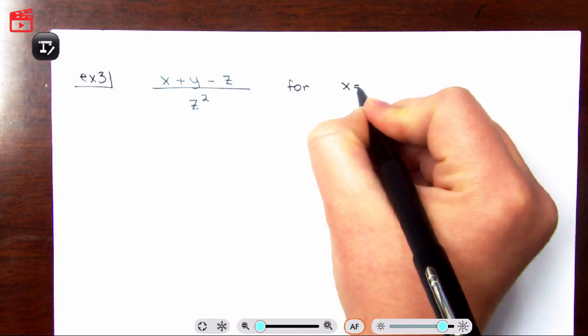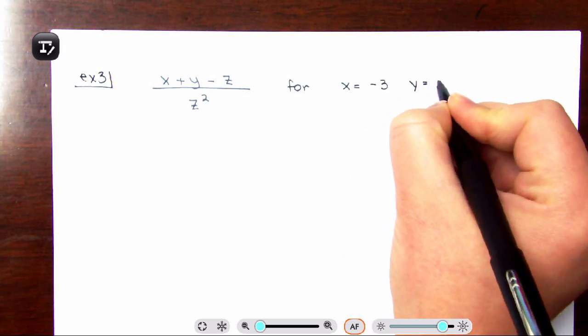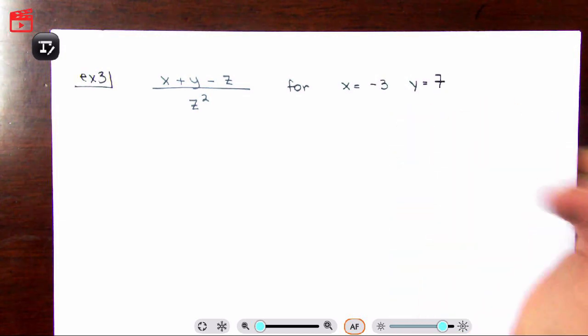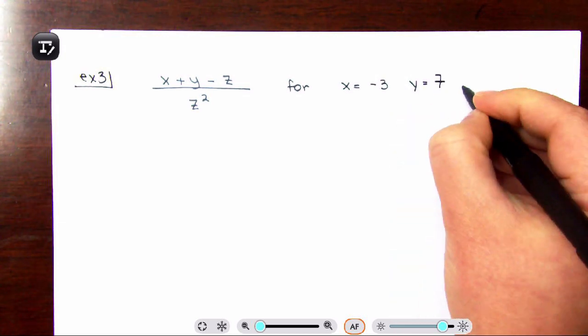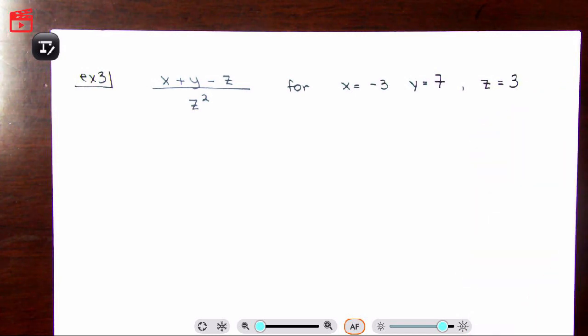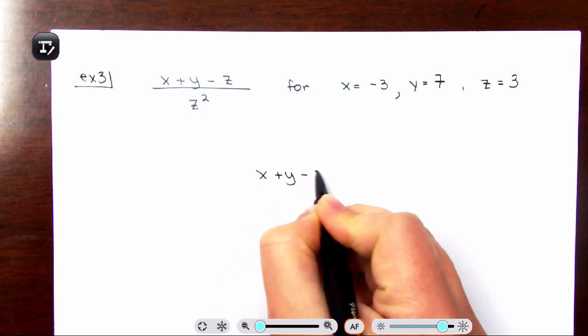x is equal to -3. y is equal to -7. No, just kidding. Let's make that positive. Let's make it +7. And z is equal to 3. So you're going to evaluate this expression given these 3 values. Don't let that scare you. Let's write it out nice and big over here.